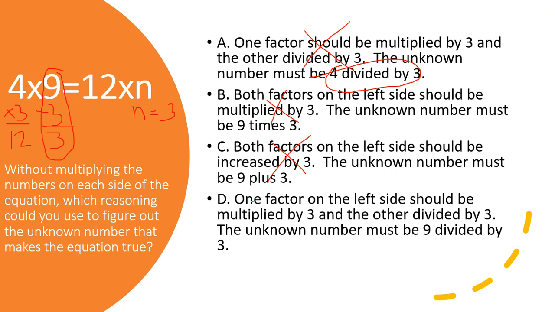One factor on the left side should be multiplied by 3, and the other should be divided by 3. The unknown number must be 9 divided by 3. Yay! I did one that I multiplied, one that I divided, and I got 9 divided by 3 for n to equal 3. So D is the correct answer. Even though these may seem a little bit intimidating with all of the words that you may not be used to in math, if you use this strategy and go through each one very slowly and check it over, you will be able to find the right answers for any of these.